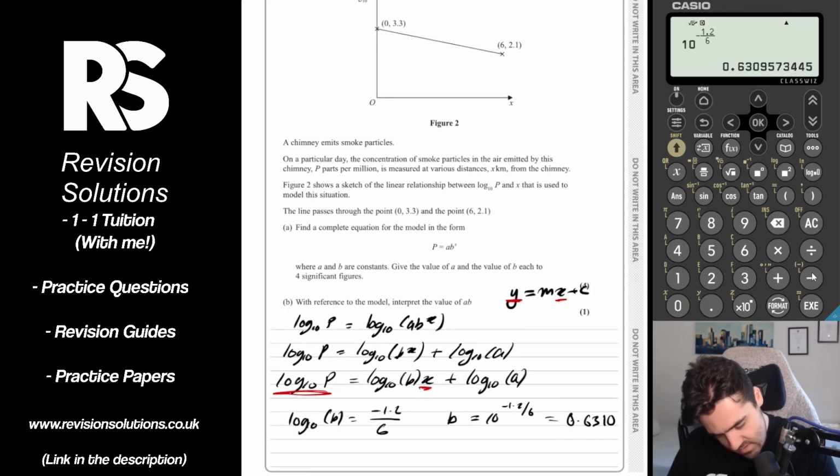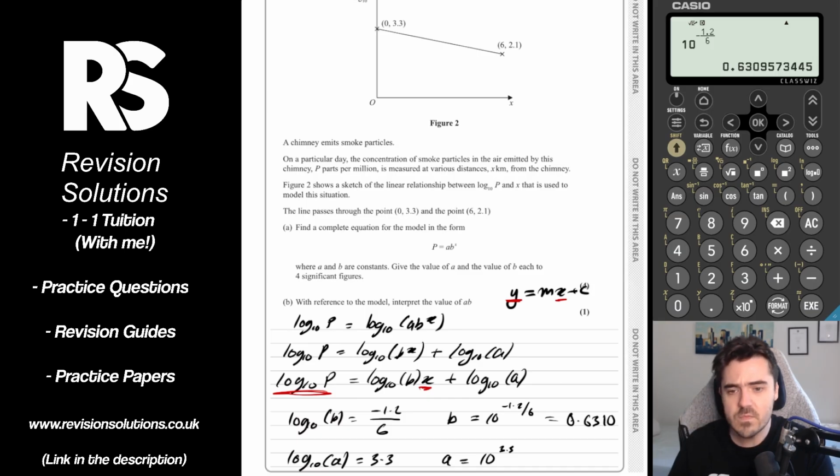And then log base 10 of a is going to be our c. So log base 10 of a is our y-intercept, which is just 3.3. That makes a 10 to the power of 3.3. Plugging that in, 10 to the power of 3.3 to 4 significant figures is just going to be 1,995.